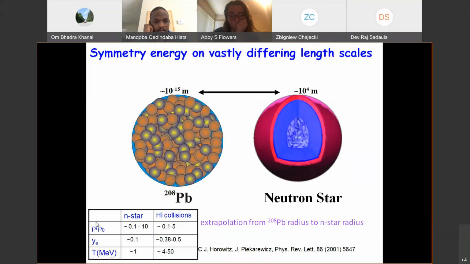If you look at this table, it shows the heavy ion collision of lead. You can see the densities are almost comparable here. So what people try to do is heavy ion collision experiments, taking different detectors, improving detectors, and taking different observables and trying to constrain the symmetry energy at high density in order to understand the physics that happens here.